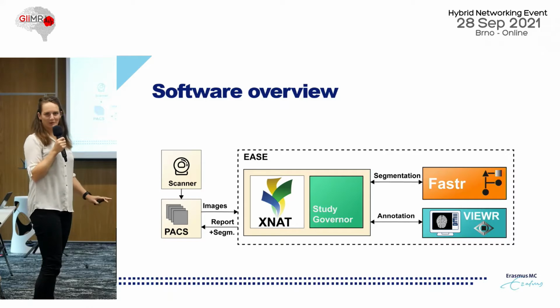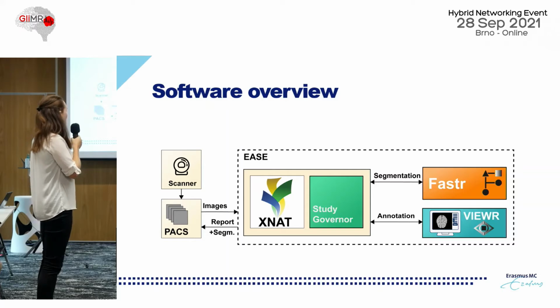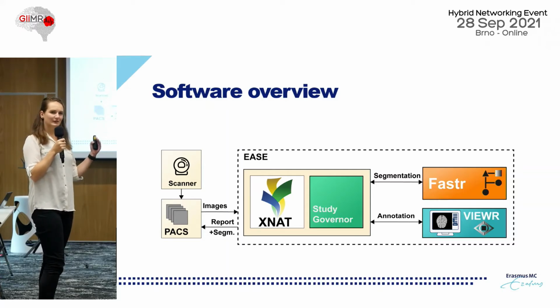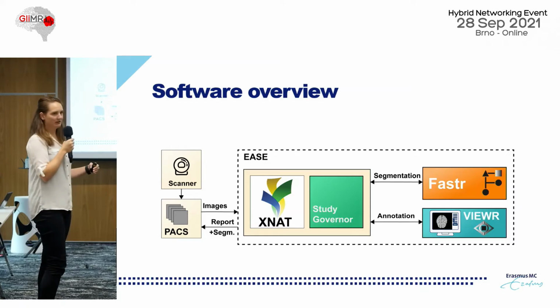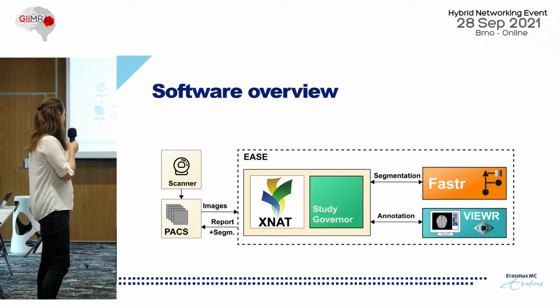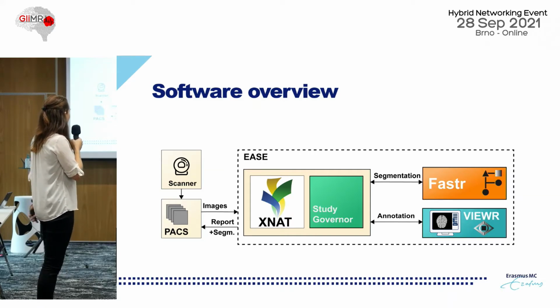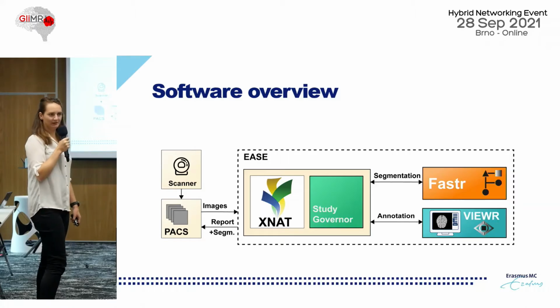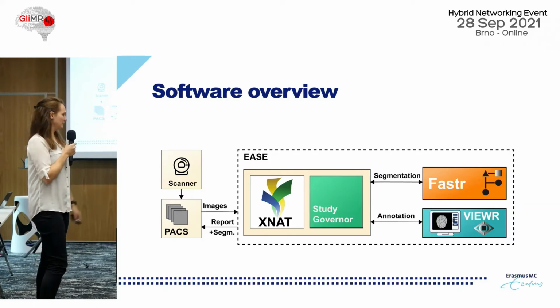So, a very practical overview of the software that we use. Images go from the scanner into the PACS. Then from the PACS, the radiologist can select imaging and send it to the system that we call EASE. EASE is Erasmus Automated Segmentation. Then they are stored on an XNAT locally on the system. It goes into the segmentation pipeline. The segmentation pipeline uses HC-Glio. And then there's an interface for annotation so that the segmentations can be checked by the radiologist. And then the results go back to the PACS.